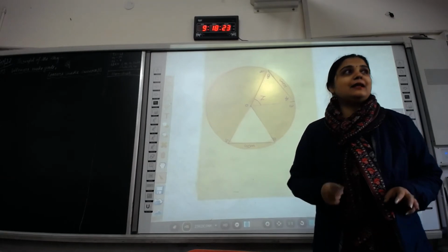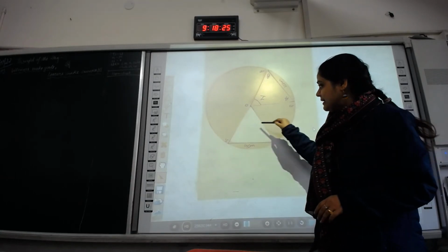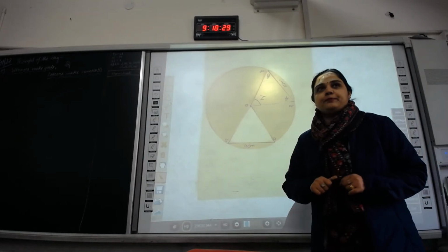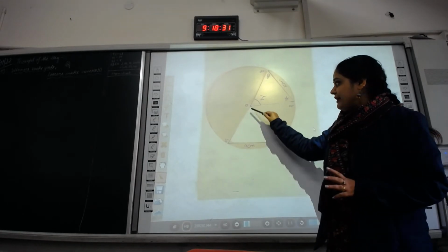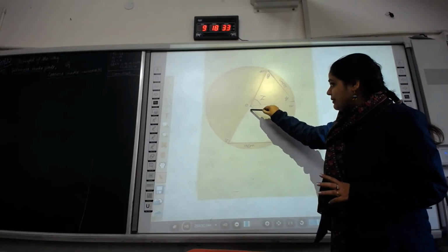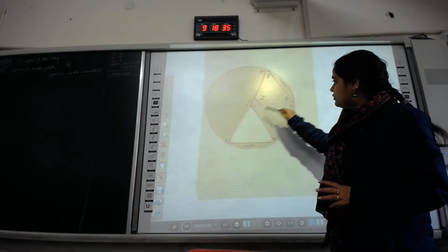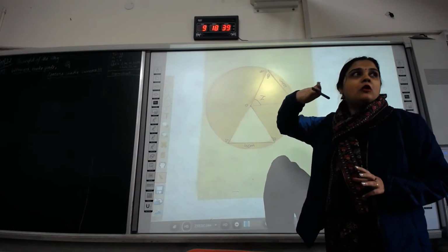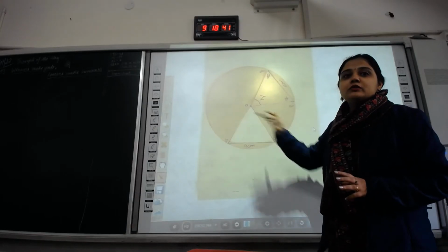Isosceles. That is an isosceles triangle. Why? Because these radii are equal. So these two angles are going to be same. Alright, and when we are overlapping this on this, we are able to see that angle A and P are same, angle B and Q are same. Okay, so now come back to this picture.